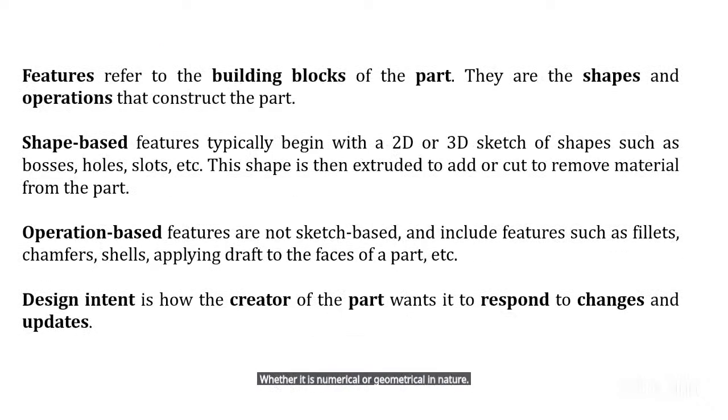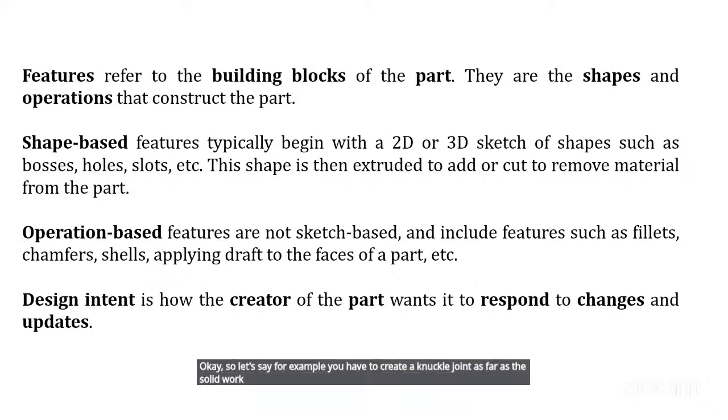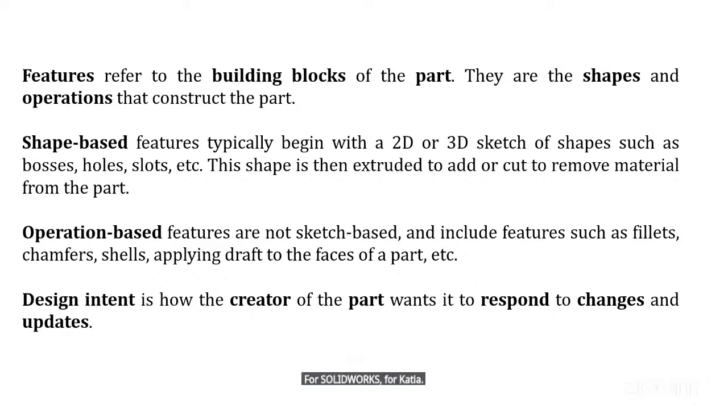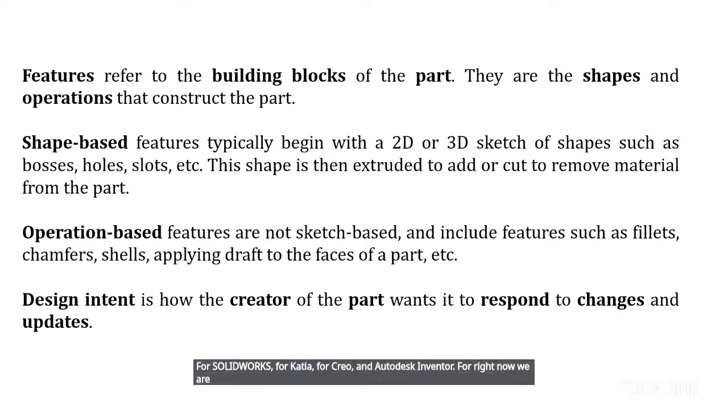Okay, so let's say, for example, you have to create a knuckle joint as far as SolidWorks is concerned. In SolidWorks, we will go step by step. The process is the same. Whatever you are seeing on your screen right now, the process is the same for SolidWorks, for CATIA, for Creo, and for Autodesk Inventor. But right now we are talking about SolidWorks, so I will relate these things with SolidWorks only.